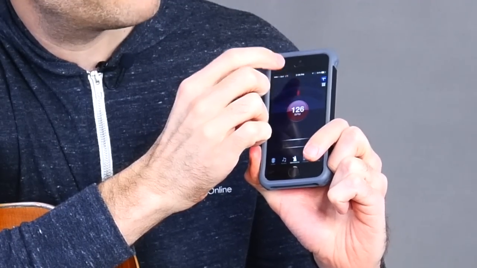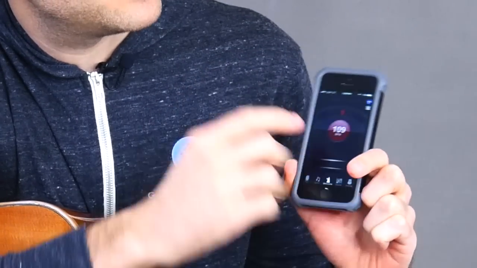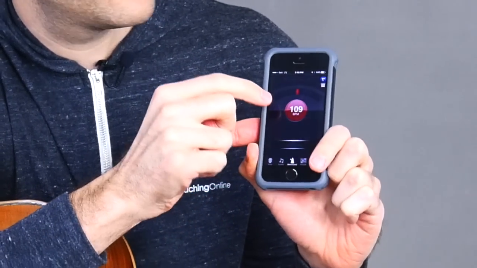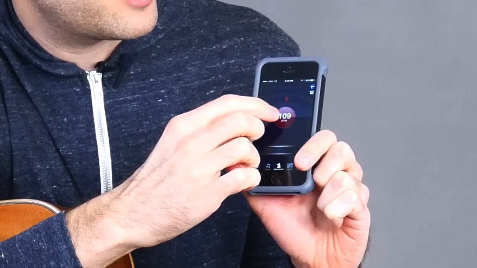And the reason why it's important to find one that allows you to tap is because it's going to tell you exactly the tempo that you're tapping at. So in this case, I was tapping it at 109 beats per minute. So then what I would do is I would make a note of that.